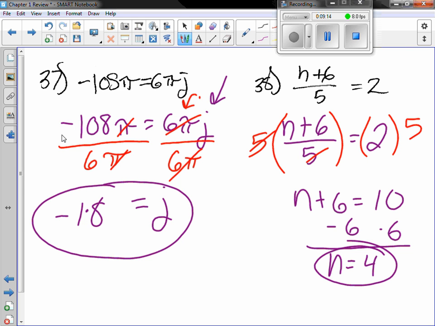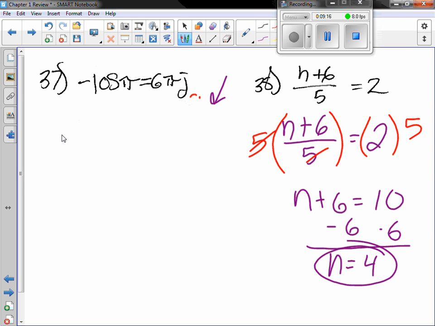And what I mean by check it, I'm going to erase this here, is I can say 4 plus 6 divided by 5. Well, 4 plus 6 is 10, and 10 divided by 5 is 2. That's what it equals. So I can plug it back in and check and see, does it work? Oh, yes, it does. Okay, that's the correct answer.